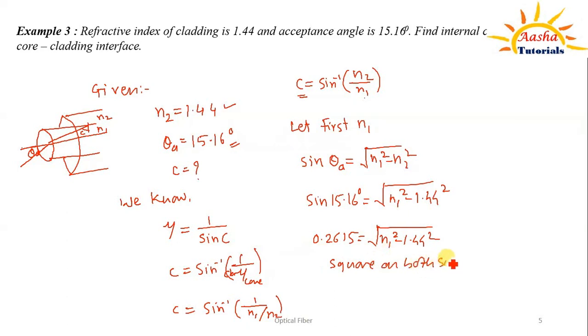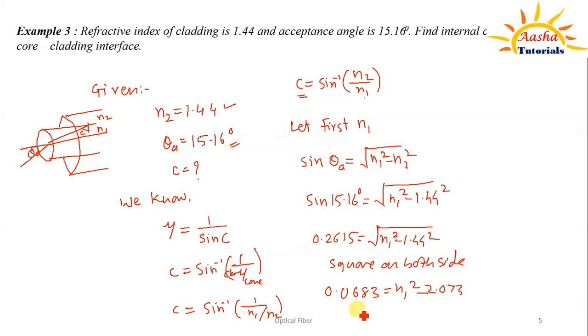Okay, so if you square on both sides, let's see what we get. The square of 0.2615 gives me the answer, that is 0.0683, which is equal to the square of this root. The root gets cancelled, so I remain with n1 square minus the square of 1.44, that is 2.0736. Let me write up to this.